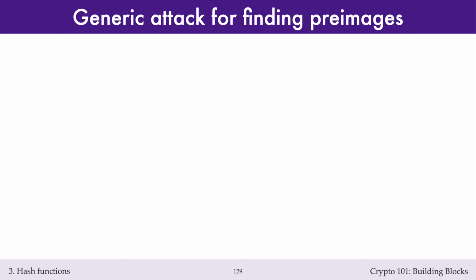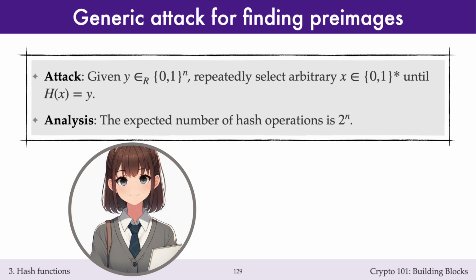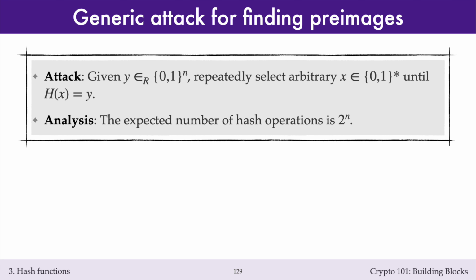Here is a generic attack for finding preimages for an n-bit hash function h. Given a randomly selected hash value y, we'll repeatedly select arbitrary messages x and hash x until we find that h of x equals y. For each message x, the probability that h of x equals the given y is 1 over 2 to the n, because the total number of hash values is 2 to the power n, and we're assuming that h is a randomly selected function. Hence, the expected number of hash operations in the attack is 2 to the n.